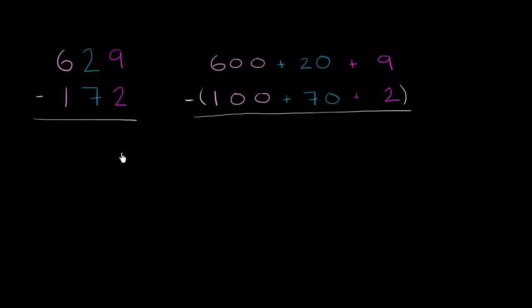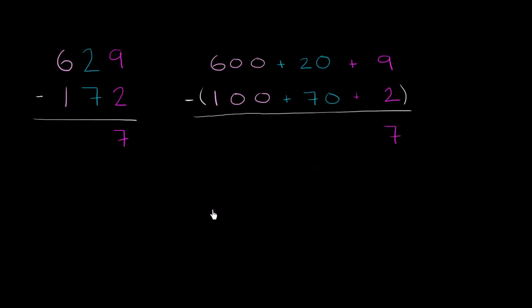So let's just start subtracting. We'll start with the ones place. So we have 9 minus 2. Well, that's clearly just 7. And over here, we could also say, well, 9 minus 2, we have the subtraction out front, that is going to be 7. Pretty straightforward.